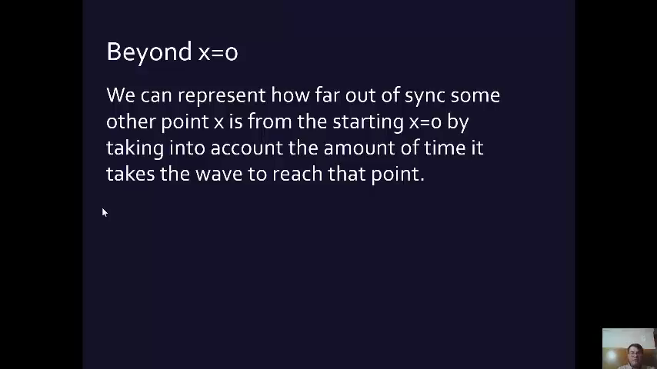So for any future amount of time, we know that velocity equals distance divided by time, right? So we rearrange that equation, and we get time equals the distance divided by the velocity. So the time to get from x equals 0 to some other point x is going to be that distance x divided by the velocity of the wave. That tells me, in a sense, how far out of phase, how far off from x equals 0 that other x is.